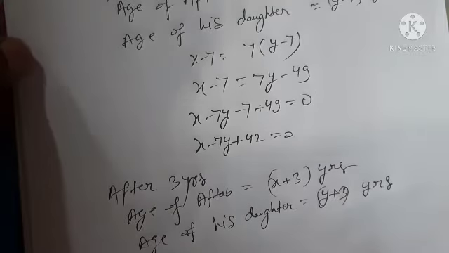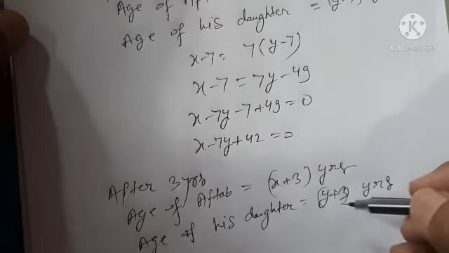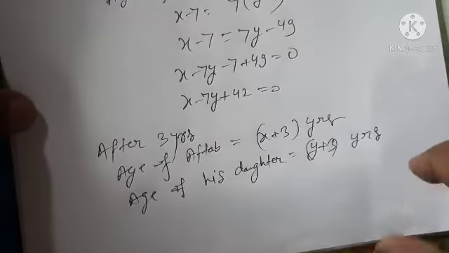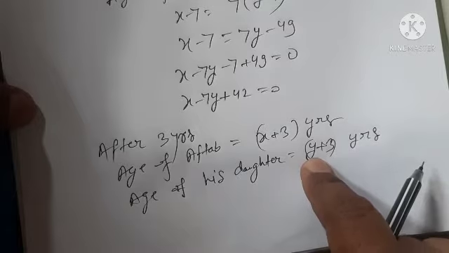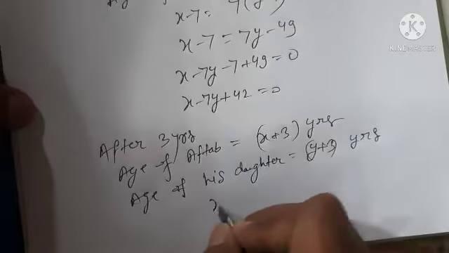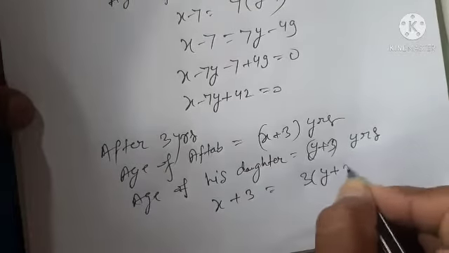And it is given that the age of Aftab will be 3 times the age of his daughter. यानी कि अगर मैं यहाँ डॉटर के एज में 3 से मल्टीप्लाई करूँ तो मुझे क्या मिल जाएगा? एज ऑफ आफ्ताब मिल जाएगा. यानी x plus 3 is equal to 3 times y plus 3.